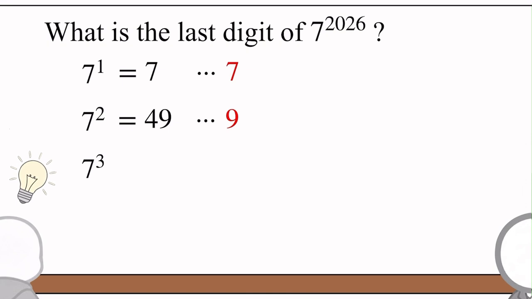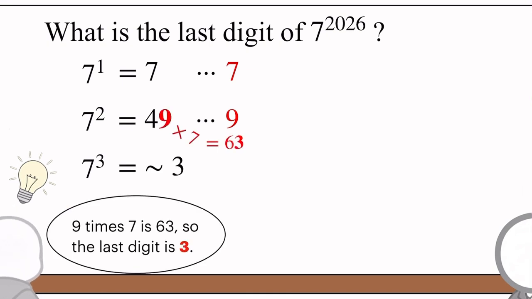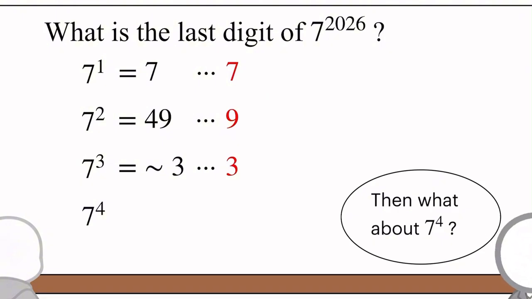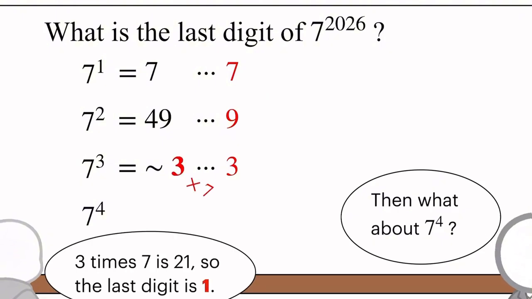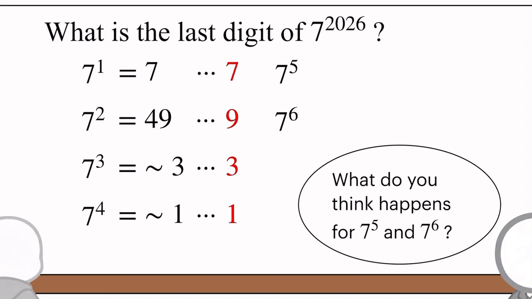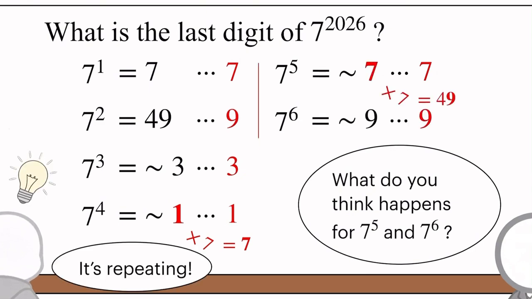Oh, I see. 9 times 7 is 63, so the last digit is 3. Nice. Then what about 7 to the fourth power? Since we only care about the last digit, 3 times 7 is 21, so the last digit is 1. Great! What do you think happens for 7 to the fifth power and 7 to the sixth power? 7 to the fifth power would be 1 times 7, so 7. And 7 to the sixth power would be 9. Wait, it's back to the beginning.